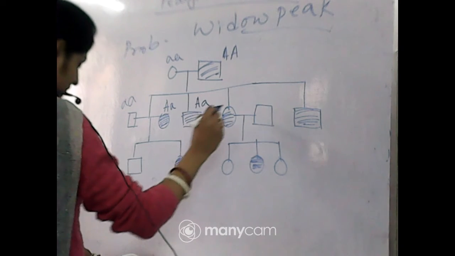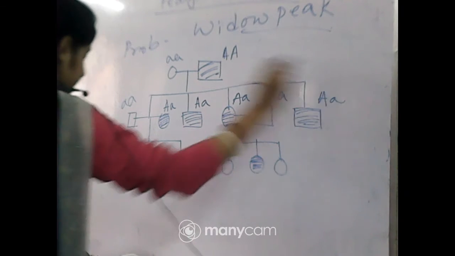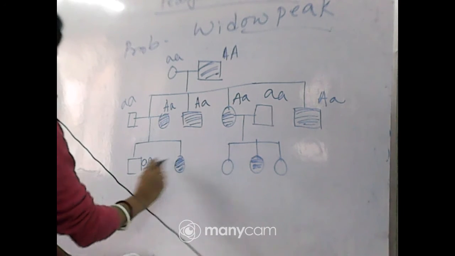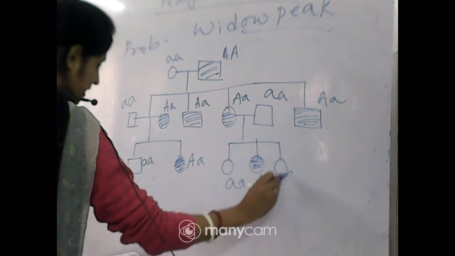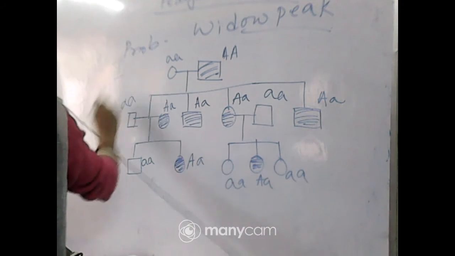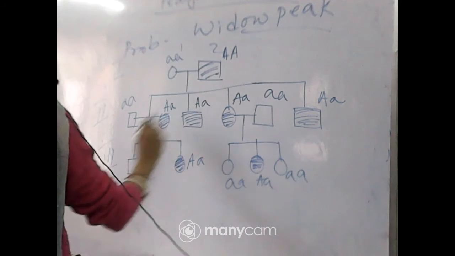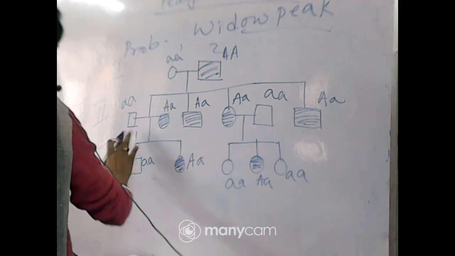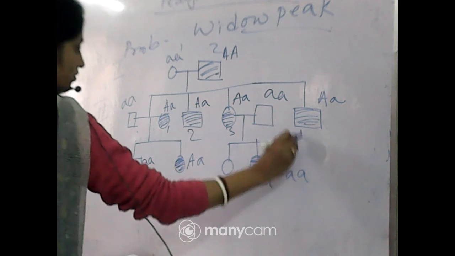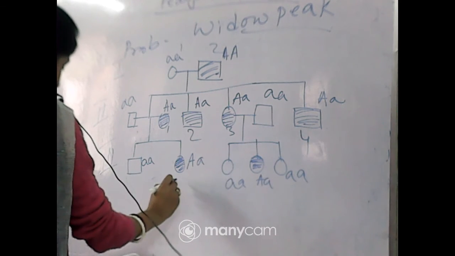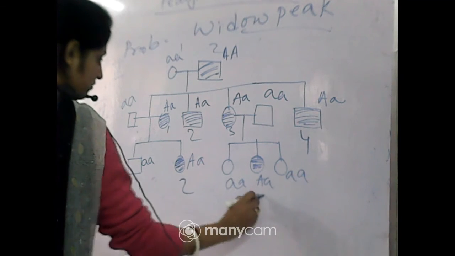AA, that one is recessive, that one is AA. So that one is the first generation, that one is the second generation, that one is the third generation. So 1, 2, 3, 4 are affected, and here is 1 2 3 4 5.